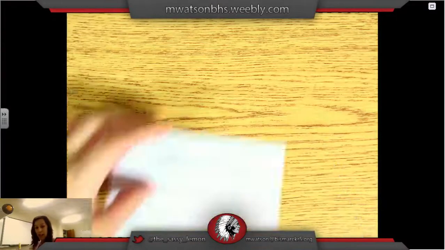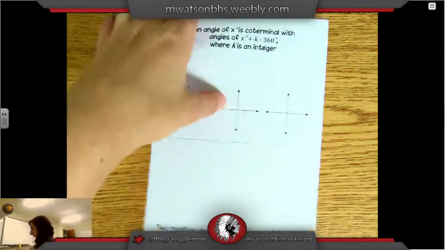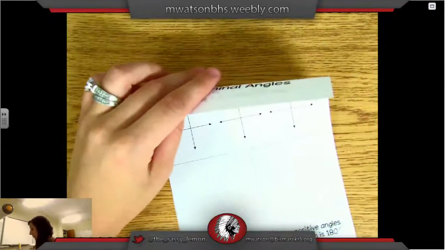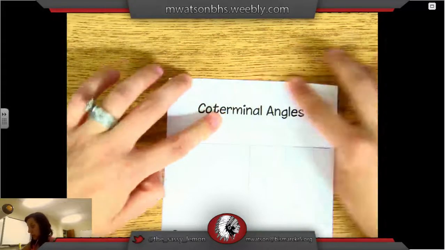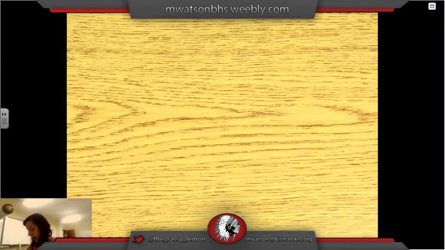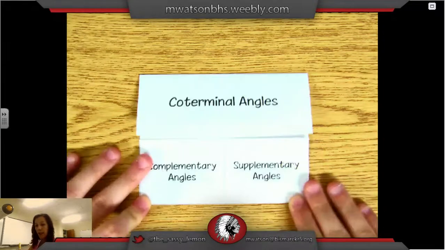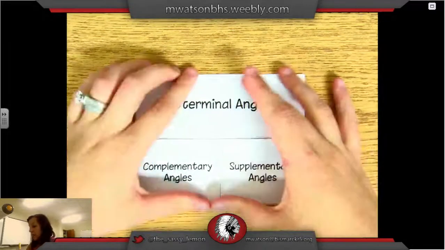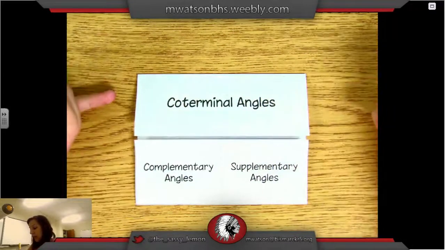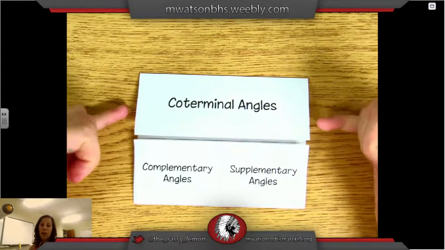So go ahead, and if you haven't already, fold it up and slice it if you slice. I don't. Some students do, some students don't. Doesn't really matter to me. Whatever suits you.